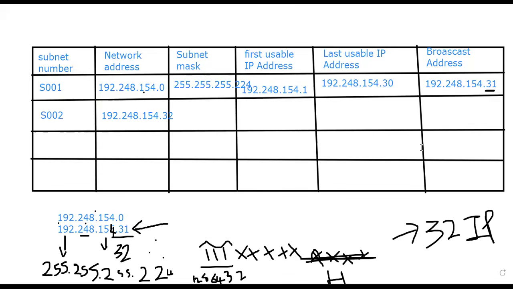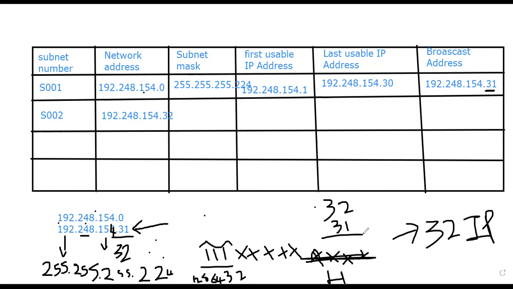Again, I'm not going to write the subnet mask. In this scenario, the subnet mask is the same for all four subnets, so I'm not going to repeat it, but you must write it in the exam, okay? Before coming to the first usable IP address, now here you have .32. So again you need to add 31 here to find the broadcast address.